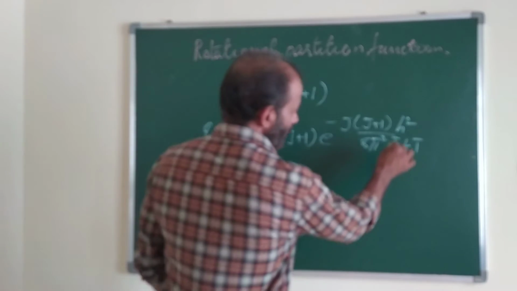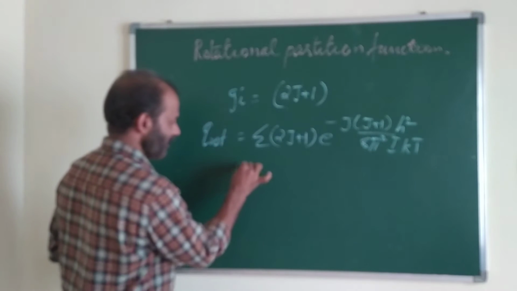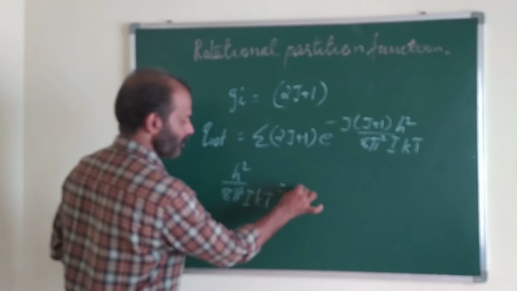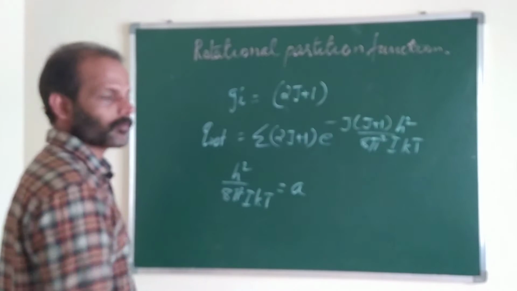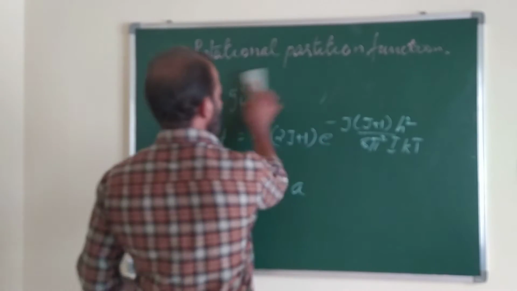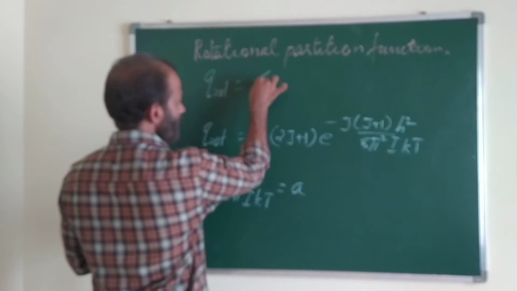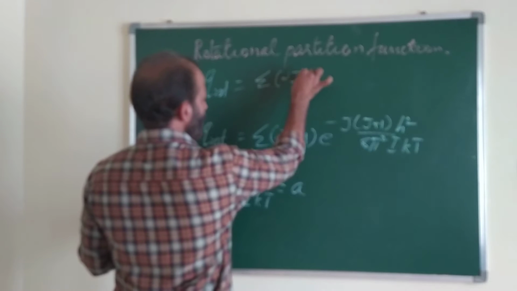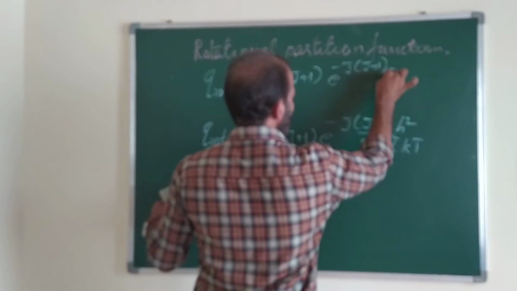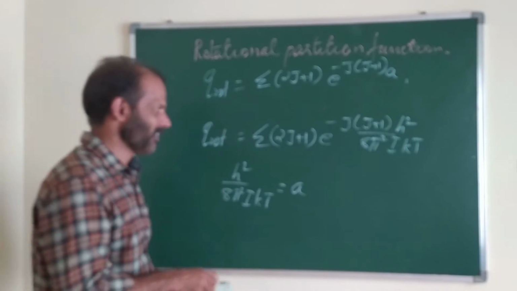Then, to simplify the equation, put h square by 8 pi square I k T equal to A. Now the equation becomes q rotation equal to sigma 2J plus 1 e raised to minus J into J plus 1 into A, where A is equal to h square by 8 pi square I k T, just for simplification.